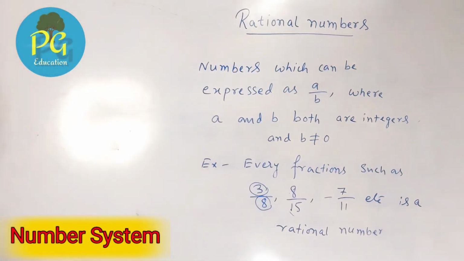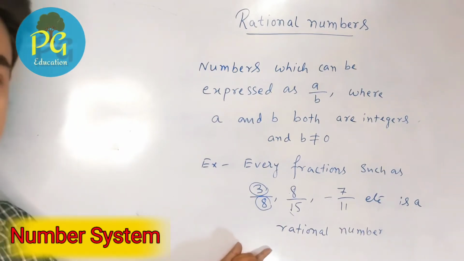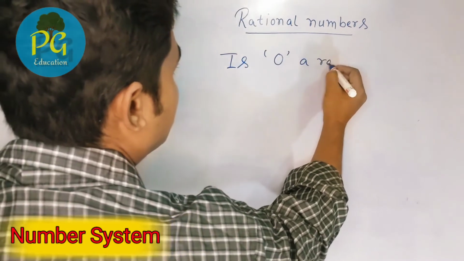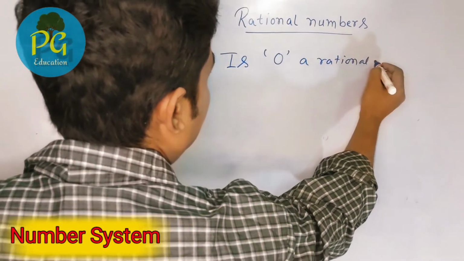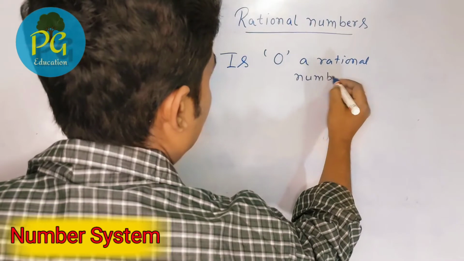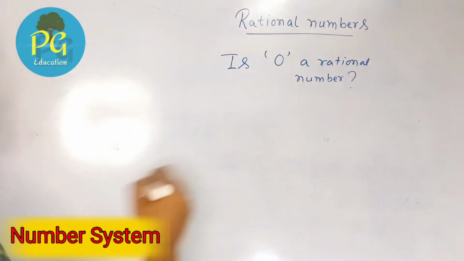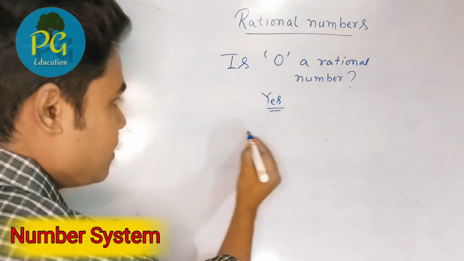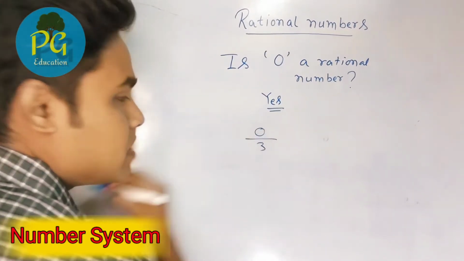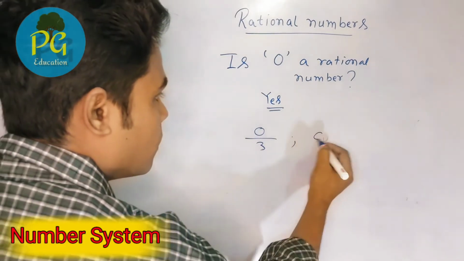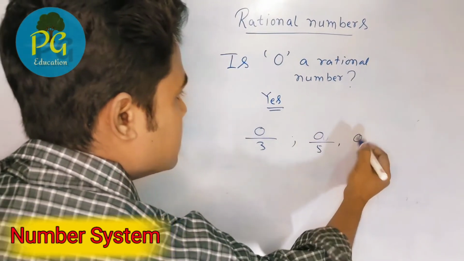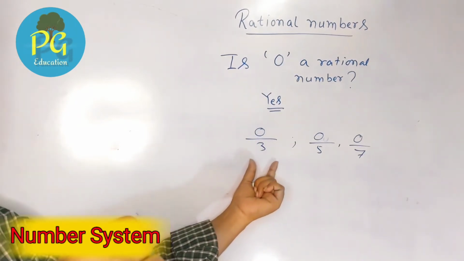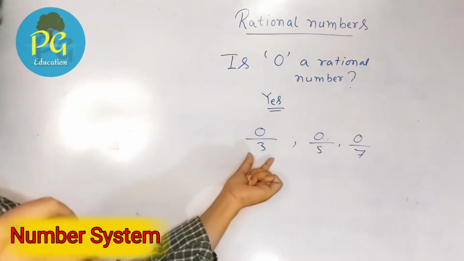So here one question arises: is 0 a rational number? Yes friends, it is a rational number. How? You can express 0 in many ways.